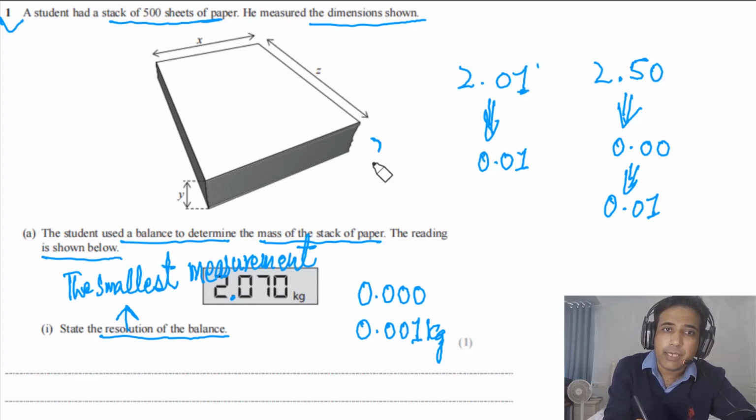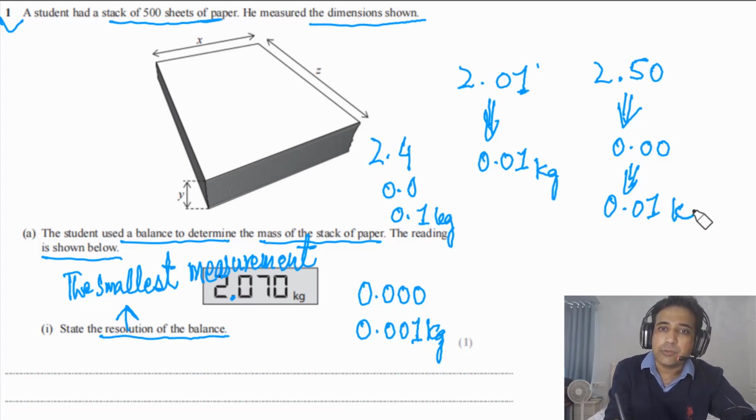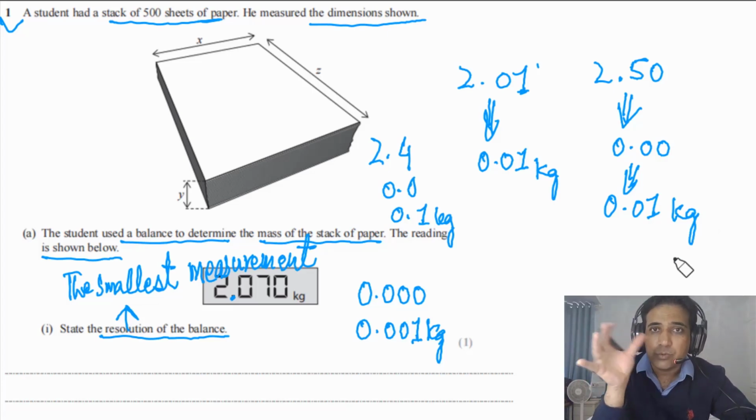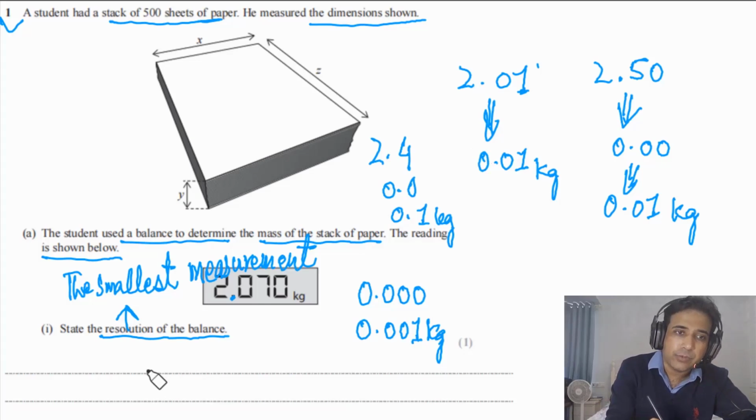And if we have another balance, the reading on that is 2.4. What is the resolution of this one? We can simply write down 0.0, and the last digit is 0.1 if the unit is kgs. So this is 0.1 kgs. This will be equal to 0.01 kgs. This is also equal to 0.01 kgs. So this is how you can determine the resolution. The resolution of the balance in the question is 0.001 kgs. You have to read the unit from the balance.